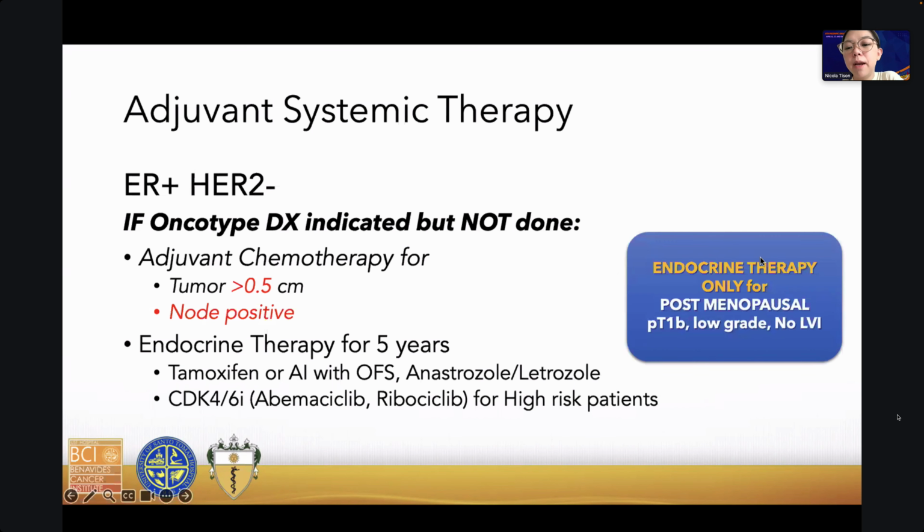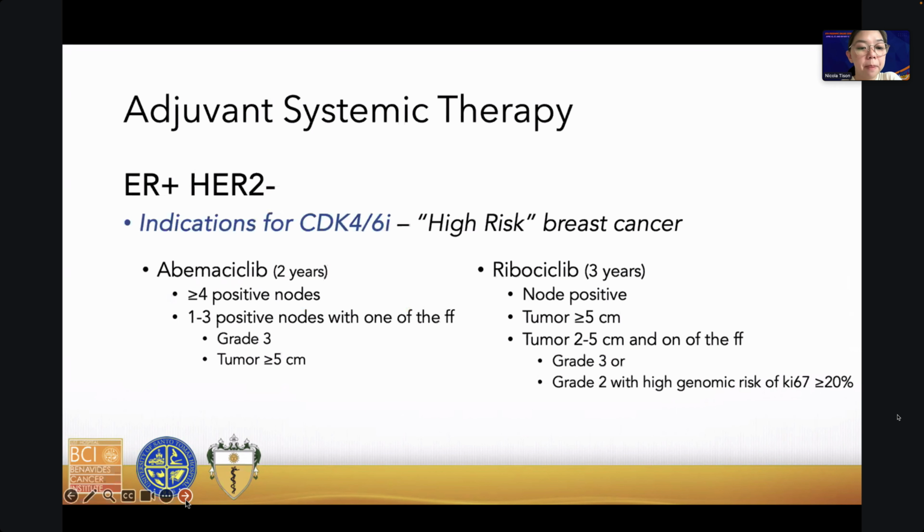Now, important, merong nakalagay dun sa NCCN. For postmenopausal women with T1B, so that's between 5 mm and 1 cm, if it is low grade with no lymphovascular invasion, no chemotherapy for these patients and endocrine therapy alone may be given kasi hindi rin sila well represented in the trials. Otherwise, premenopausal or larger tumor or higher grade, lahat yan kung walang oncotype, we recommend chemotherapy.